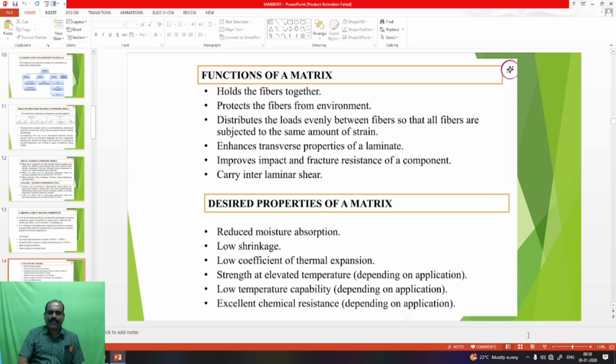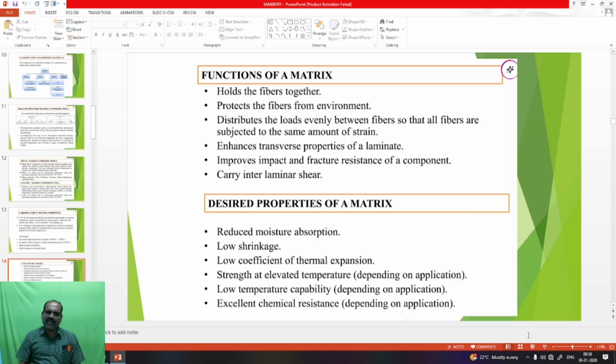Function of a matrix. The matrix holds the fiber together, protects the fiber from the environment, distributes the load evenly between fibers so that all the fibers are subject to the same amount of strain, enhances transverse properties of laminates, improves impact and fracture resistance of a component, and carries interlaminar shear.